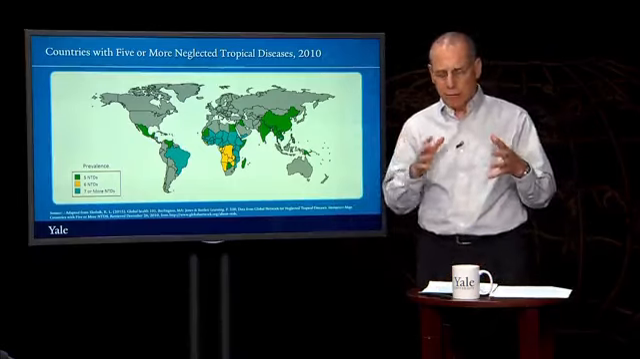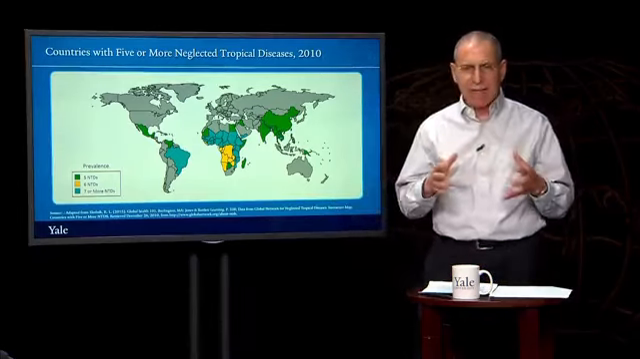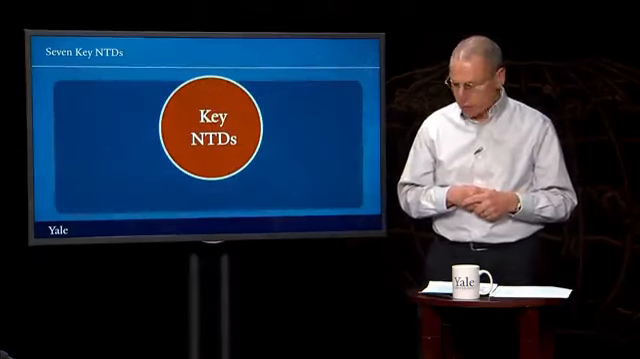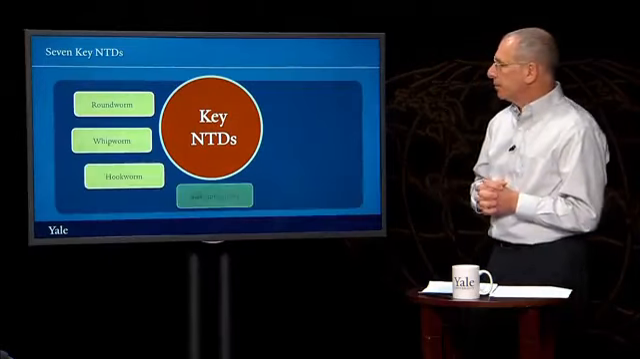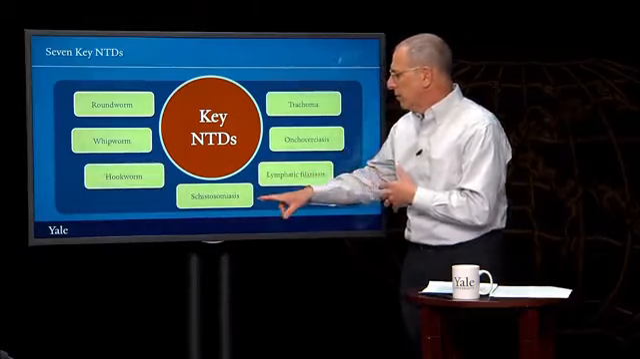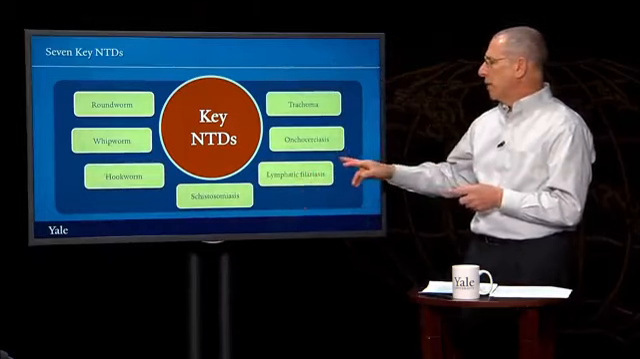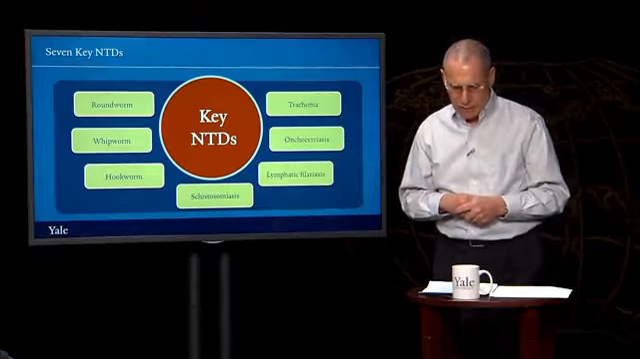Now, the global health community has decided to focus its attention on 7 of these diseases, given their prevalence and the manner in which they can be addressed. And let's look at them. These are roundworm, whipworm, hookworm, schistosomiasis, lymphatic filariasis, onchocerciasis, and trachoma.